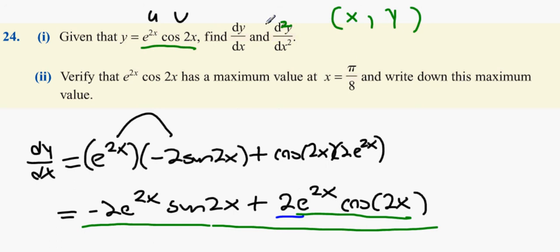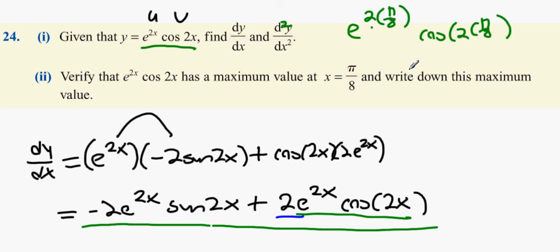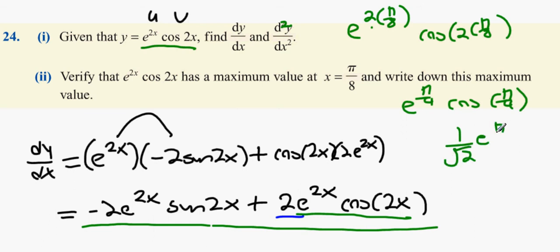So we're going to replace x with pi over 8, and what we're going to get is e to the 2x, which is going to be 2 times pi over 8, and then cos 2 times pi over 8. So this is going to be e to the pi over 4, and that's going to be cos pi over 4. Now cos pi over 4 is 1 over root 2, so it's going to be 1 over root 2 multiplied by e to the pi over 4, so it's going to be e to the pi over 4 all over root 2. That is the maximum value.